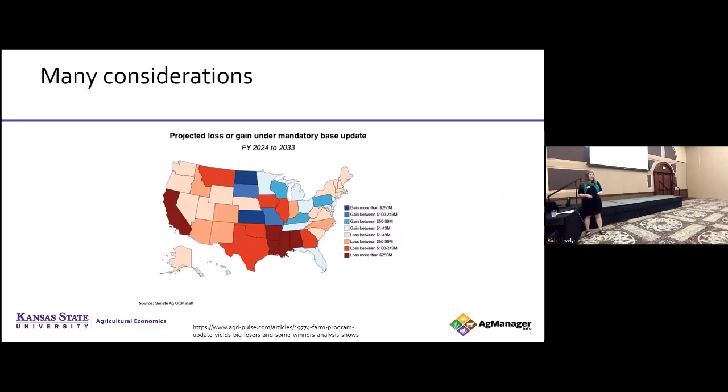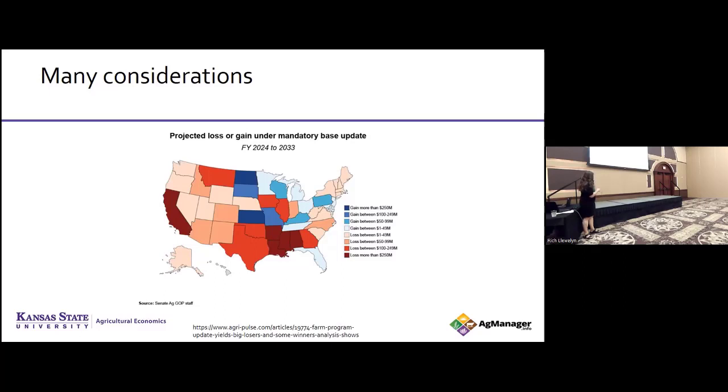Because of these factors, the impacts of this are very different over space and by commodity. This was the Republican staff on the Senate Ag Committee. They came up with this estimate of the gain or loss under a mandatory base acre update. So how does this pan out across the different states? This is an estimate, but it looks pretty different. The red states would be expected to lose. So if you look across the Southeast, Texas, California as well.